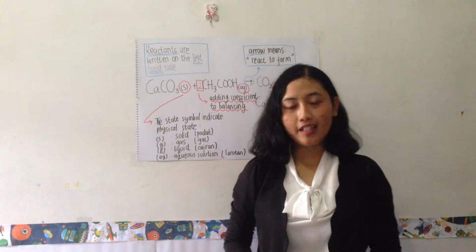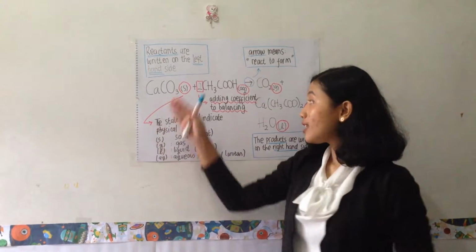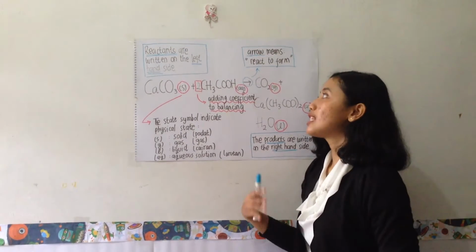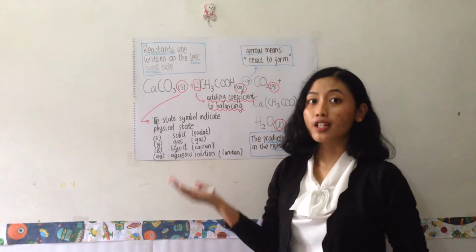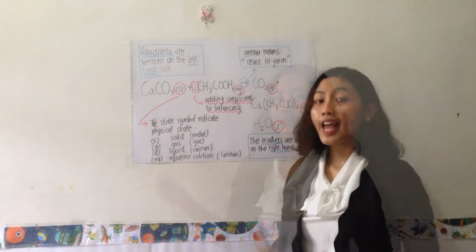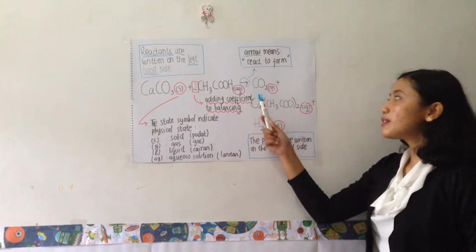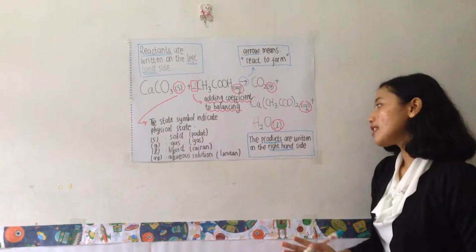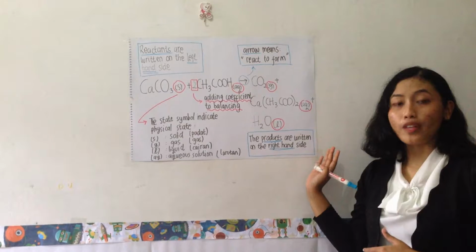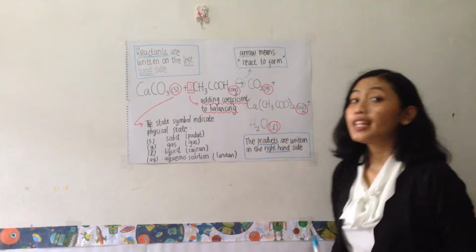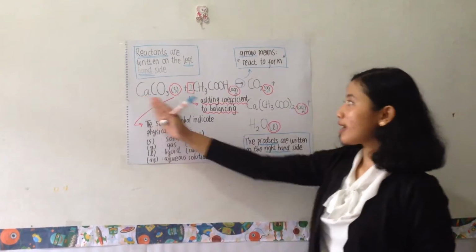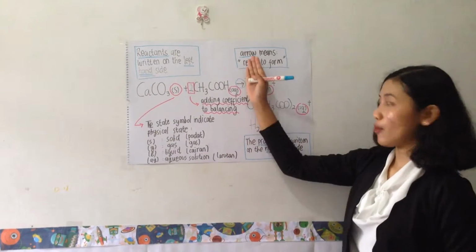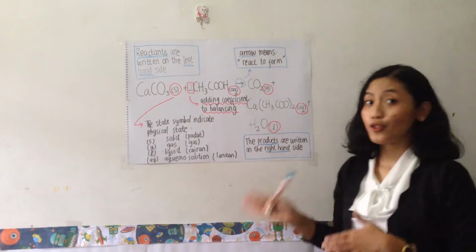In this experiment, the reactants are calcium carbonate and acetic acid. Reactants are written on the left-hand side of the chemical equation. Next, the products are carbon dioxide, calcium acetate, and water. The products are written on the right-hand side of the chemical equation. So, in the chemical equation, there are reactants and products. We separate them by an arrow. Arrow means react to form.